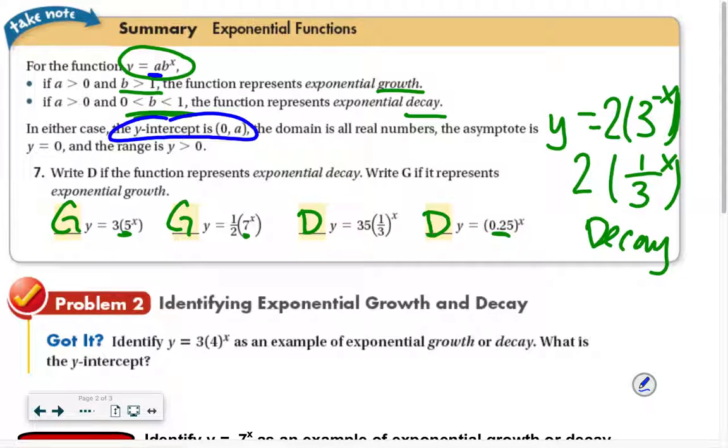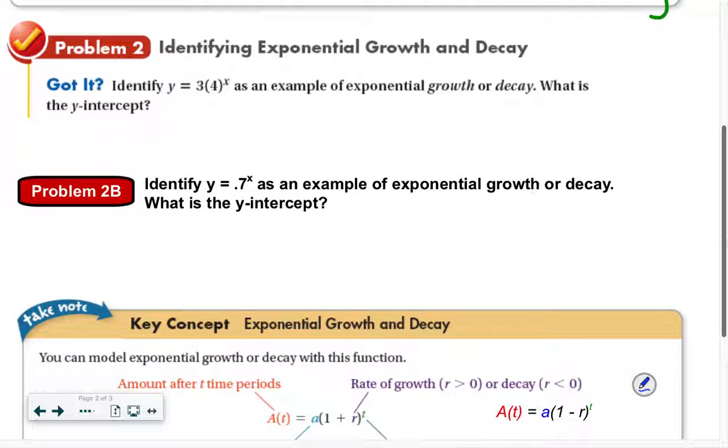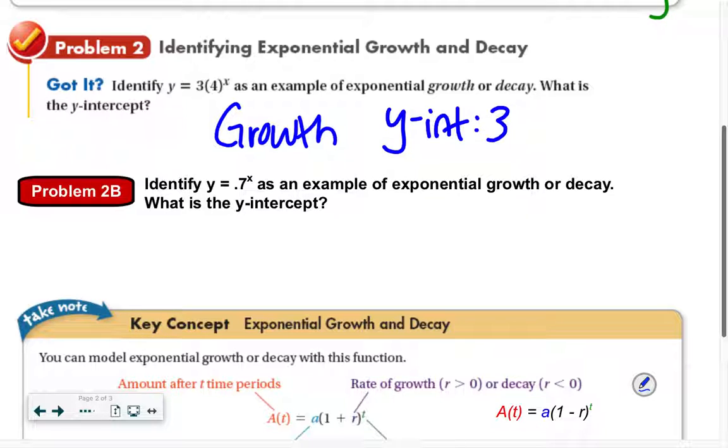Alright. How about this one? Is 3 times 4 to the x an example of growth or decay? Growth. What would my y-intercept be? 3? Do you guys agree? Yeah. My y-intercept would be 3. If you ever forget y-intercept, where it crosses the y-axis, x equals 0, plug 0 in for x. 4 to the 0 power is 1. 1 times 3 is 3.